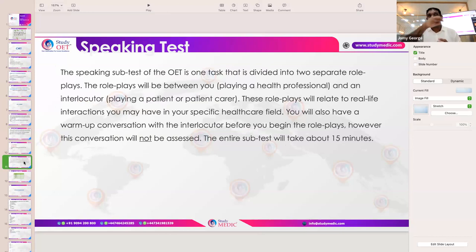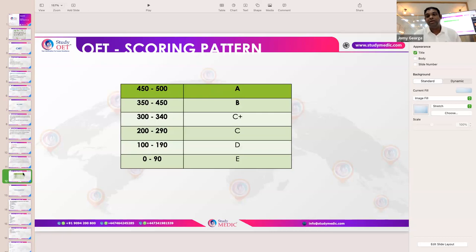When we attend this examination, we need to reach a level, and that level must be submitted to the different organizations, councils or boards when you apply for their registration. The marking pattern starts from E, up to a maximum of A. 0 to 90 is E. 100 to 190 is D. 200 to 290 is C. Just ignore that. There's no use of reaching 290, because almost all the councils and boards don't accept C in any one of your OET modules. They start accepting C plus onwards. 300 to 340 means C plus. 350 to 450 is B. 450 to 500 is A.